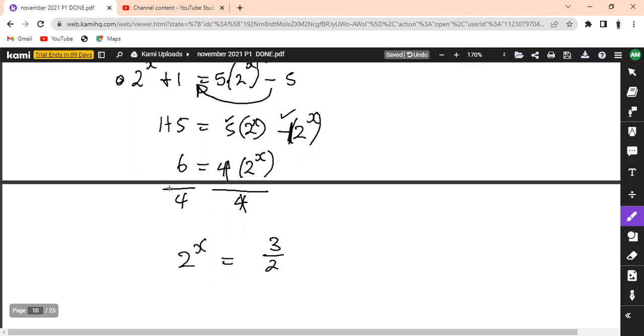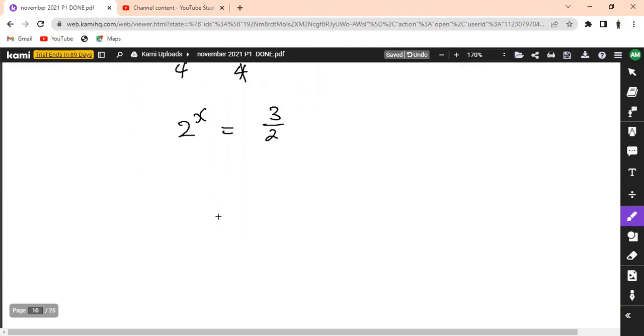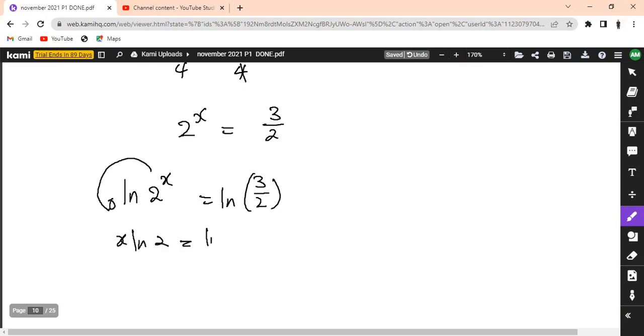So at this stage, guys, we are now back to your laws of logarithms, where you can introduce logarithms here, which is log. So it can be ln of 2 to the exponent of x, or log, depending on which one you are going to use, which is ln of 3 over 2. Okay, I want to find x. So what am I going to do? I'm going to drop down this x. It is going to be x ln of 2, which is equivalent to ln of 3 over 2 in this case.